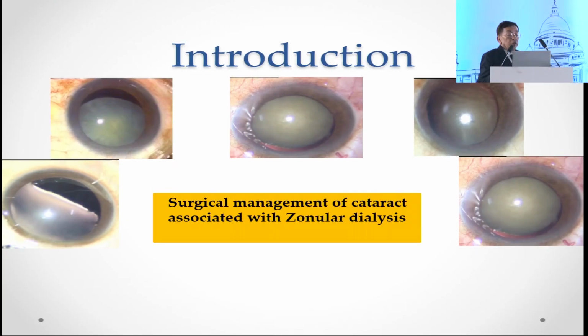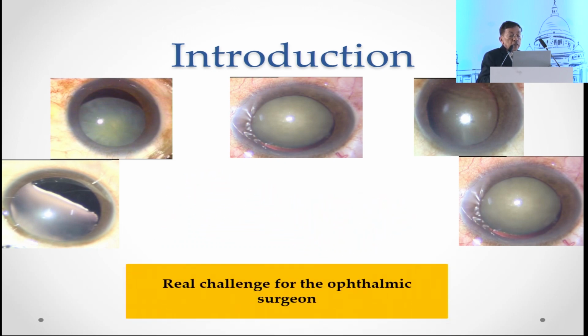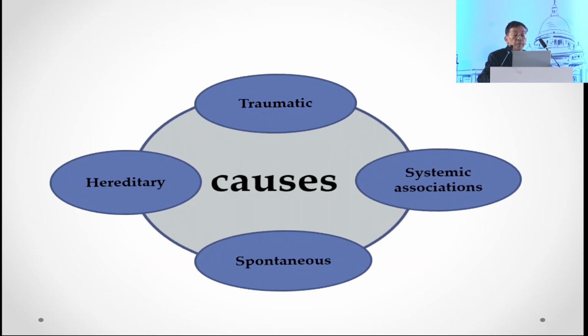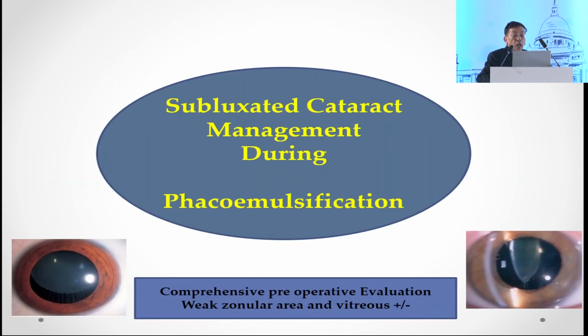My topic is subluxated cataract. As we know, there is surgical management of cataract associated with zonular dialysis. It's one of the difficult situations for the phaco surgeon, and it is a real challenge for the ophthalmic surgeon. There are multiple causes: traumatic, spontaneous, hereditary, systemic association. And management varies comprehensively.